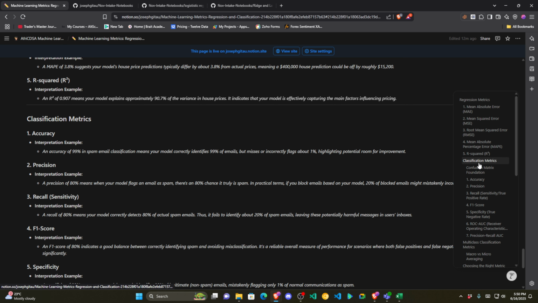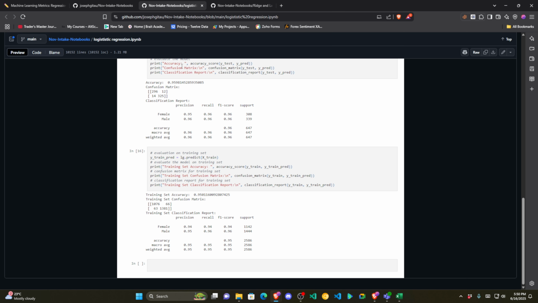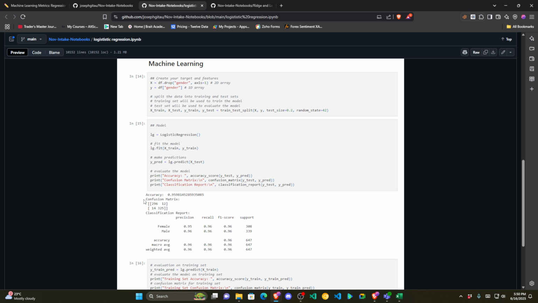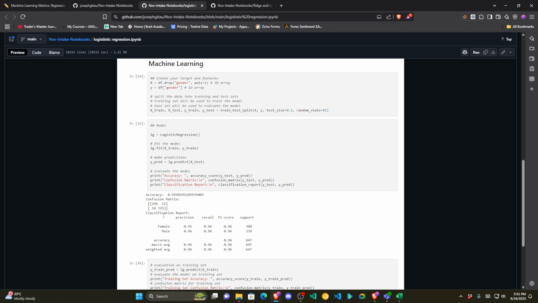Let's head over to classification metrics and discuss what they are. For classification metrics, we usually start with the creation of a confusion matrix. If we have a look at what we created last time, you can see we extracted our accuracy and then we extracted our confusion matrix. This confusion matrix is what is used to calculate the classification report that you are seeing over here, and it's the same thing that's used to calculate the accuracy score that we have over here.